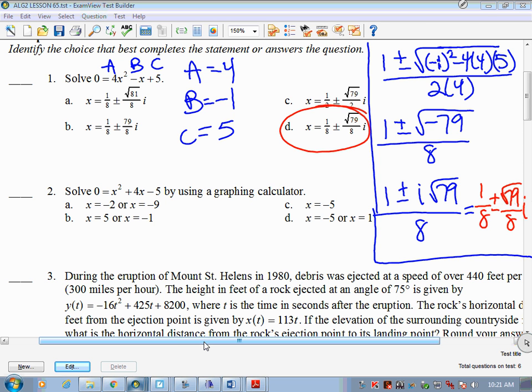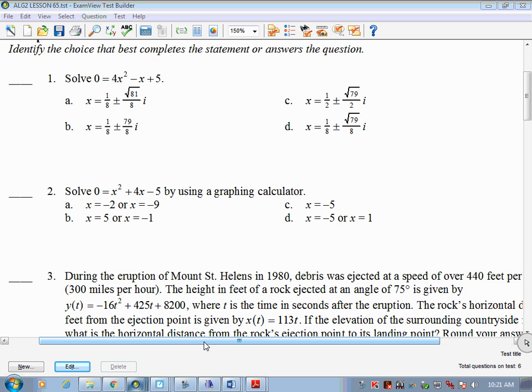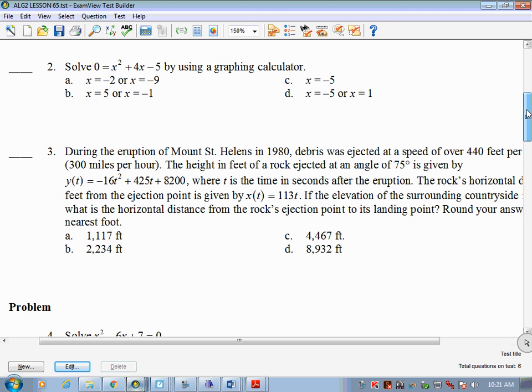Let's see. Let's erase this. And then number 2, they say use a graphing calculator. All right. Does everybody in here have a graphing calculator? Got a handful of people who don't. Ronnie is going to hand out graphing calculators to people that need them. Okay. Everybody else is going to pull out their graphing calculators.